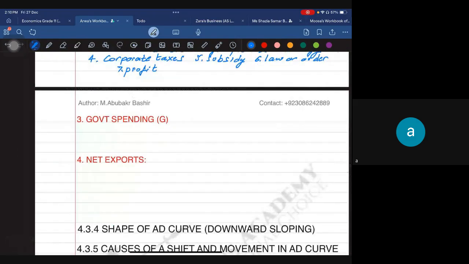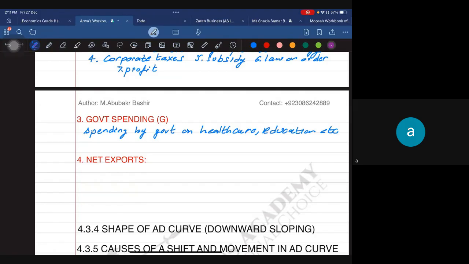Now the government spending. This is the spending by government on healthcare, education and any other merit good, any other public good, infrastructure and all those sort of things.